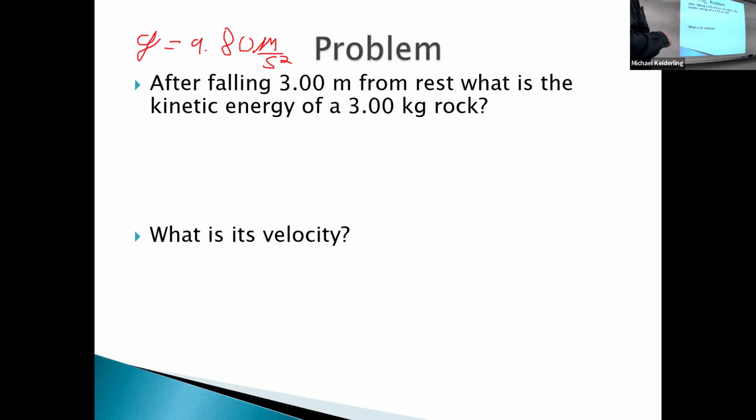So, after falling 3 meters from rest, what's the kinetic energy of a 3 kilogram rock? So here, you need to figure out how much work is done on this rock as it falls 3 meters from rest. Because remember, work is equal to change in kinetic energy. It started at rest, so its initial kinetic energy is 0.